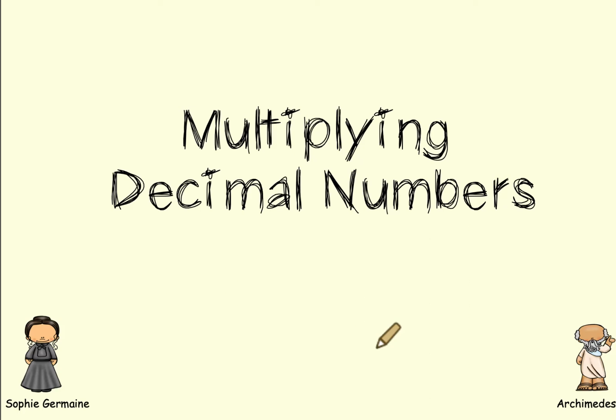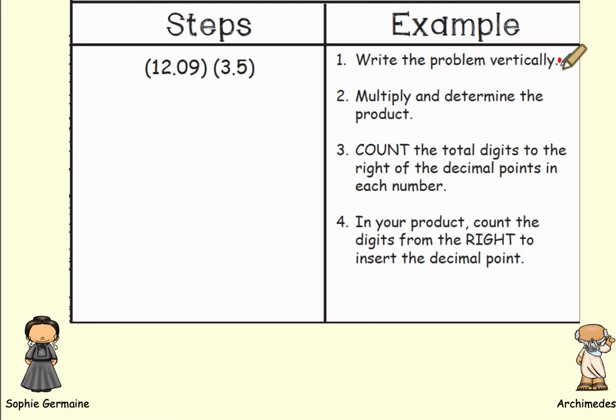So in this lesson, we're going to talk about multiplying numbers that include decimals. The first thing I'm going to do is write the problem vertically, justifying the very last digit of each number on the right. So we have 12.9, and I'm going to put the 5, which is the tens place, the decimal, and then the 3.